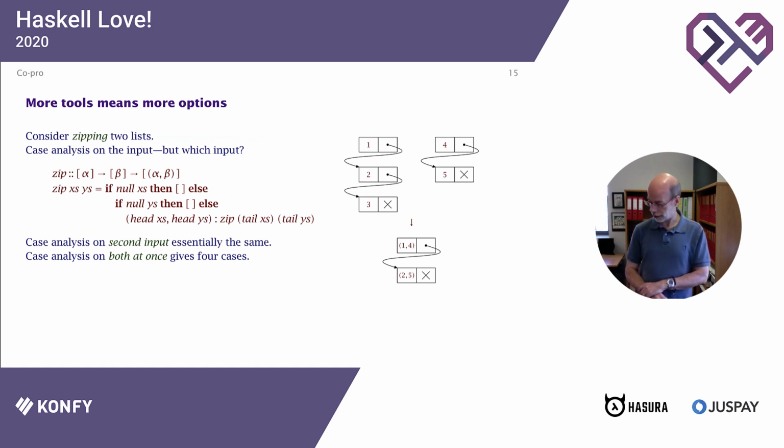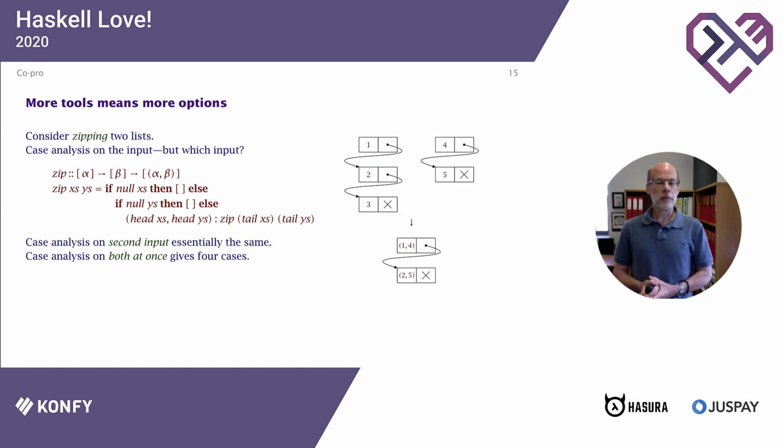Some things look difficult from one angle and easy from a different angle, and a different tool can show you that different angle. So here's an example. I want to zip together two lists. So I've got a list of alphas and a list of betas, and that's going to make a list of alpha-beta pairs. The example on the right shows the alphas and betas are both numbers here. So I've got a list 1, 2, 3, I've got a list 4, 5, and I want to make a list of pairs. Those lists are of different lengths. So let's, for simplicity, say zip stops when the shorter list runs out. So this produces the list of pairs 1, 4, 2, 5, and then stops because there's nothing to pair up with the 3.